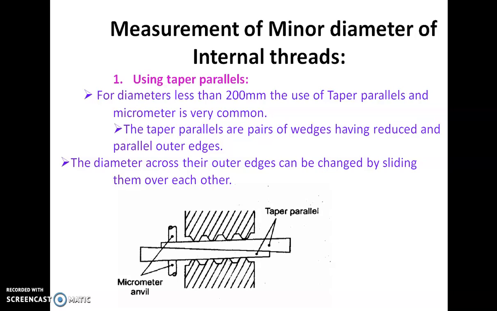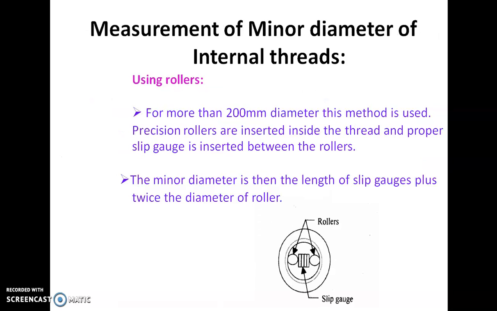For internal threads, the diameter at the root is called the major diameter, and the diameter at the crest is called the minor diameter. For external threads it is different. So it measures the minor diameter of internal threads by inserting two taper parallels. After inserting two taper parallels tightly, we can measure the diameter by using a micrometer anvil.